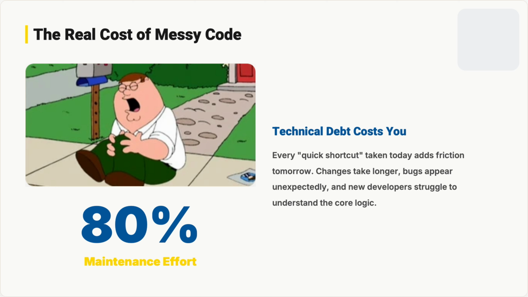Every shortcut you take today accumulates as technical debt tomorrow. Adding new features takes longer, debugging becomes frustrating, and onboarding new developers is painful. Clean architecture isn't about perfection, it is about reducing friction as your app grows so that your project remains understandable and maintainable.